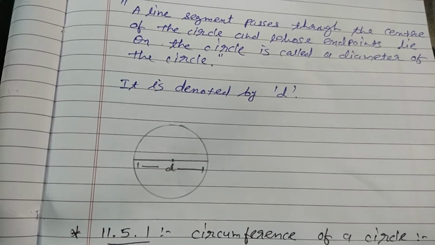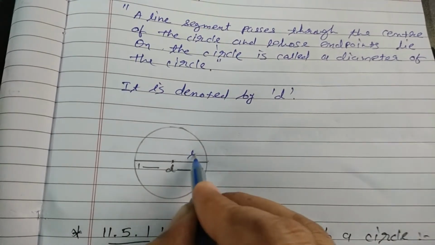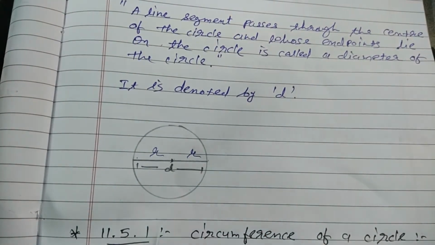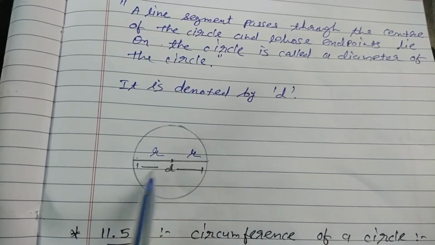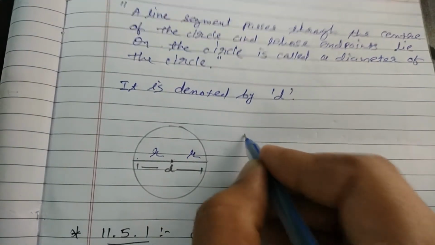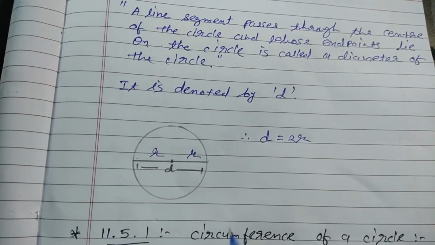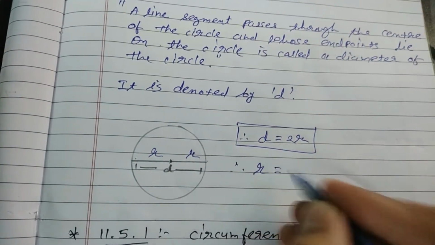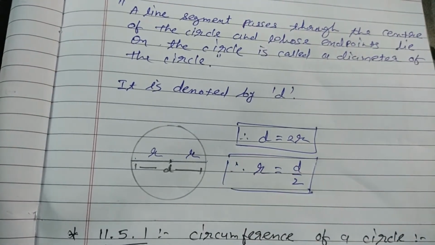Now here we can see that from this point to this point, this is called radius. In the same way, from this point to this point, it is a radius. The length of this diameter is nothing but radius plus radius, that is 2r. So diameter is equal to twice the radius, 2r. And also from this formula we can write that radius is equal to diameter d divided by 2.